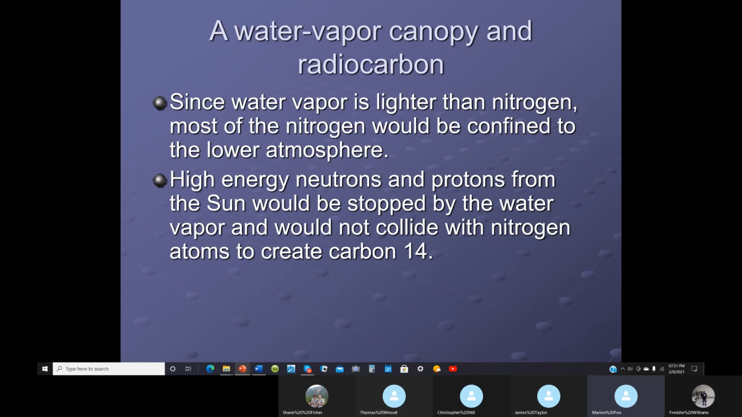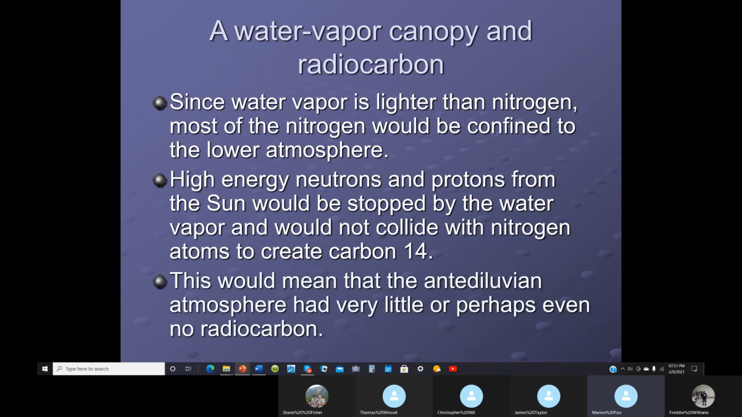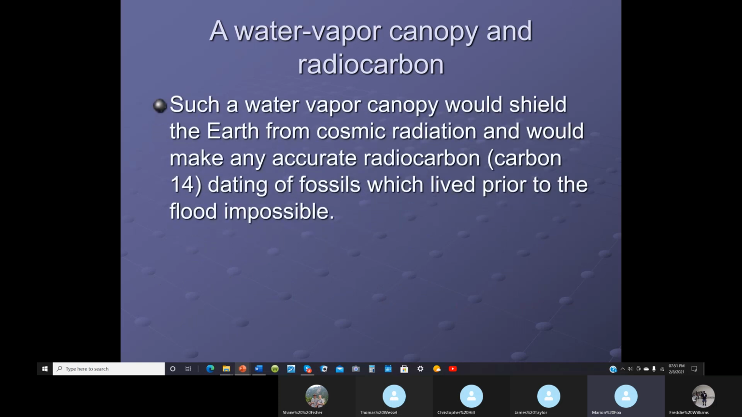And so a thin, dense layer of water vapor in the upper atmosphere, the canopy, which I've postulated or theorized, would protect us from carbon-14 formation. Remember, I told you, if it gets in your DNA, it can mutate you. We'll give documentation for that a little bit later. This would mean that the antediluvian pre-flood atmosphere would have very little or perhaps even no radiocarbon in it. All right. Such a water vapor canopy would shield the Earth from cosmic radiation, and would make any accurate radiocarbon dating of fossils which lived prior to the flood impossible.